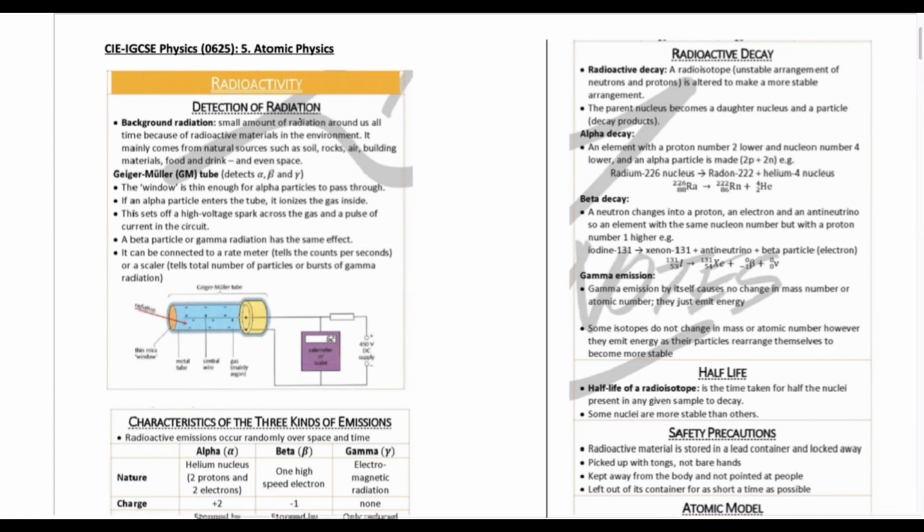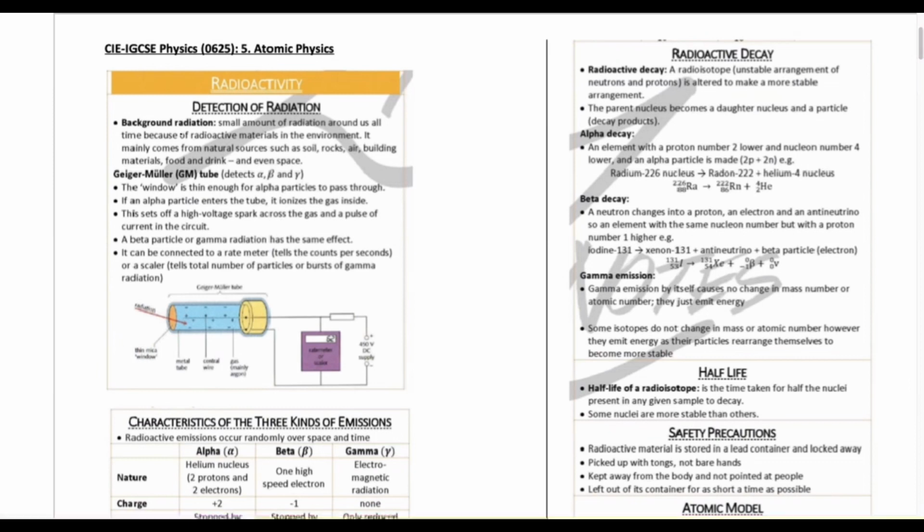And detection of radiations. To detect the radiation, we need to use some instrument, and we want to understand that. So that's why at the first point, you can see background radiation. Background radiation is the radiation from the natural surroundings.